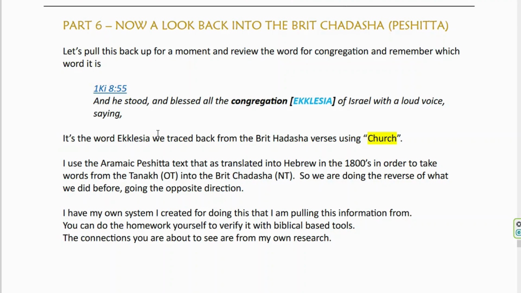So we're going to pull this verse back up here. 1 Kings 8:55. And he stood and he blessed the congregation, ecclesia of Israel, with a loud voice, saying, it's the word ecclesia, which we trace back. Now, I use the Aramaic Peshitta text that is translated into Hebrew. It's from the 1800s, in order to take words from the Tanakh and take them back into the New Testament. So we're going to do the reverse of what we just did in part 5, going in the opposite direction.